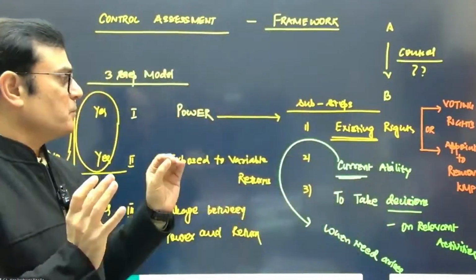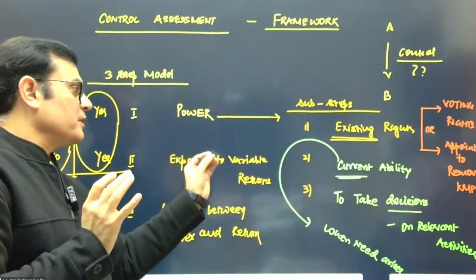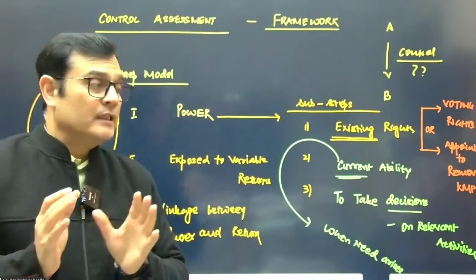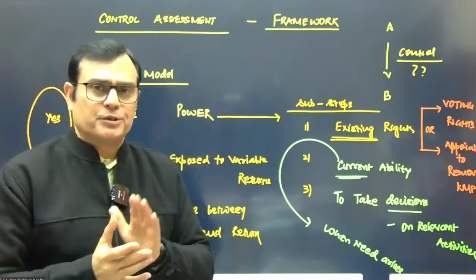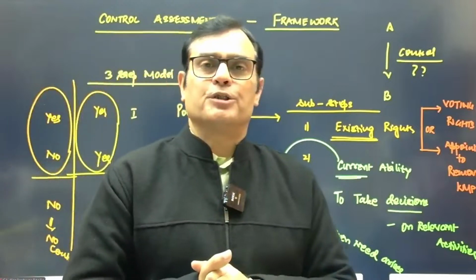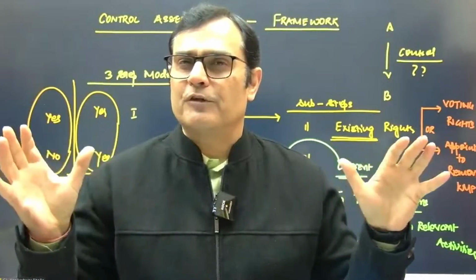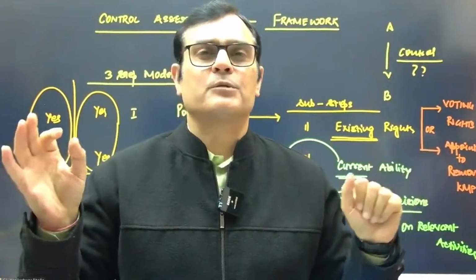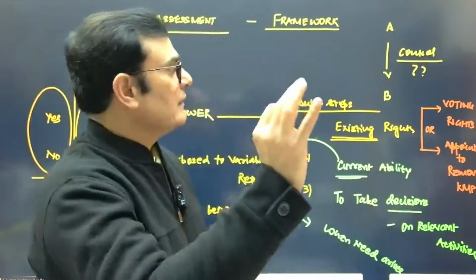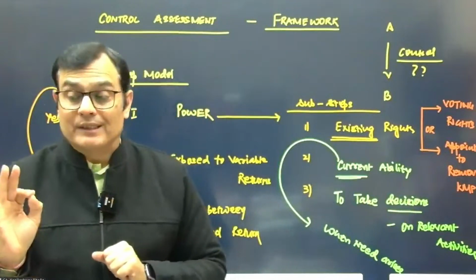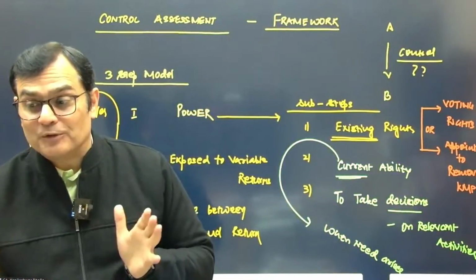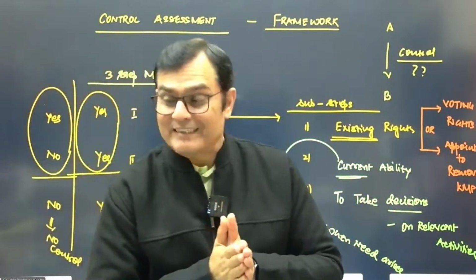And then you see he is exposed to variable returns. Yes and yes means control is there. Yes and no, any one of the conditions fails, there is no linkage and there is no control. I hope, friends, you got the basic framework in terms of control assessment. We are going to work on this entire framework in detail in the next class with you. I hope you got the basic fundas clear. Correct?